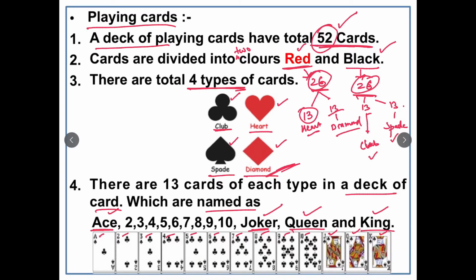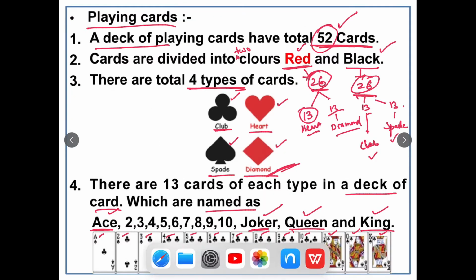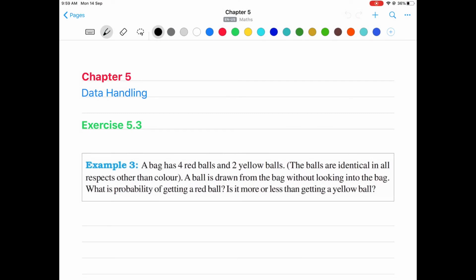Okay, so this is the information that you should know before the start of exercise 5.3. So this is the playing card, and we have discussed the outcome of the event. These two slides are very important. Based on this, we now have exercise 5.3. So let's come to the exercise.